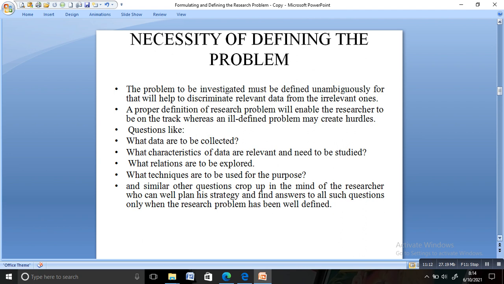If you are defining your problem in a correct way, you can collect only the things needed. You will be omitting the unneeded one, that is the irrelevant one.